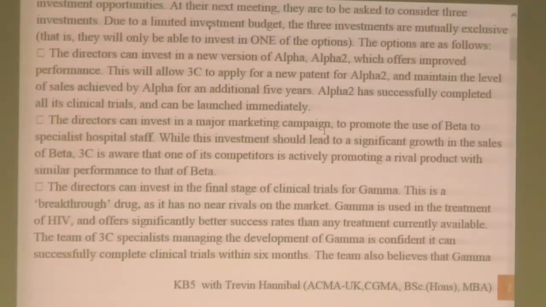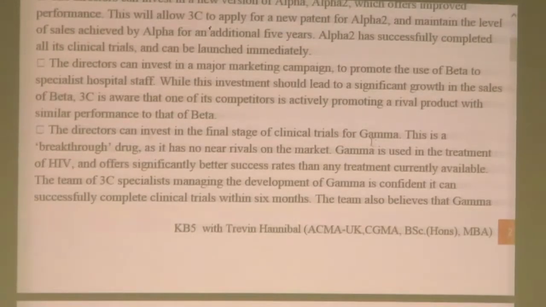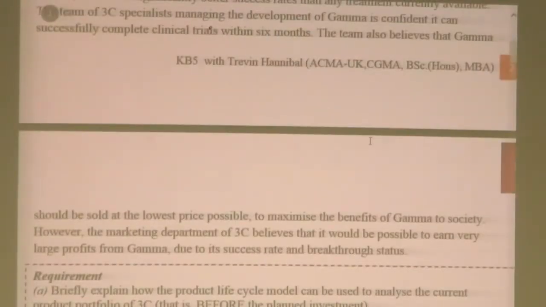The directors can invest in the final stage of the clinical trials of gamma. This is a breakthrough drug, a new drug. That means it has no rivals, no near rivals. Gamma is used for the treatment of HIV and offers significantly better success rates than treatment currently available. The team of 3C specialists managing the development of gamma is confident it can successfully complete clinical trials within 6 months. The team also believes that gamma should be sold at the lowest price possible to maximize the benefit of gamma to society. However, the marketing department of 3C believes that it would be possible to earn very large profits from gamma due to the success rate and the breakthrough status. Right.